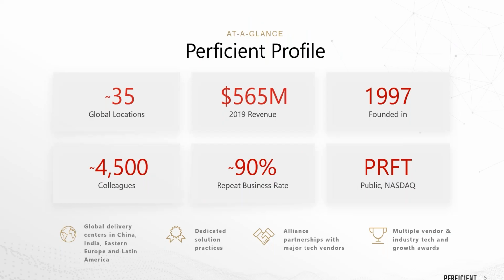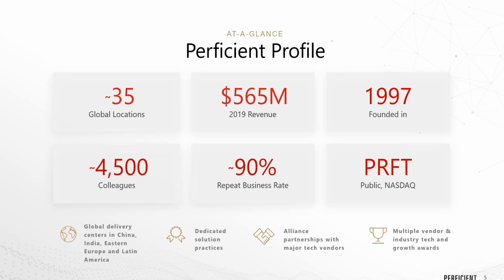At a glance, these are some of the fast facts that we lay out about Proficient. We're publicly traded on the NASDAQ. In 2019 we had roughly $565 million in revenue, founded in '97. We're at about 4,500 colleagues. The one fact that I like to call out here is our repeat business rate, that 90% success rate. I like to share it because it really speaks to our commitment to our customer success.